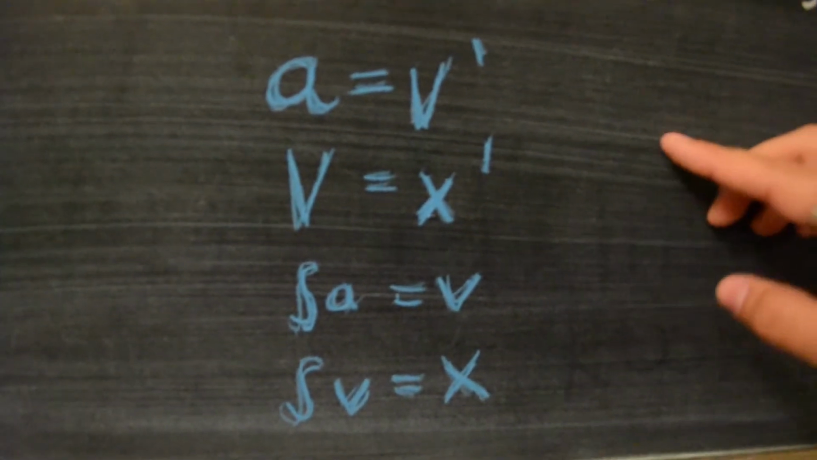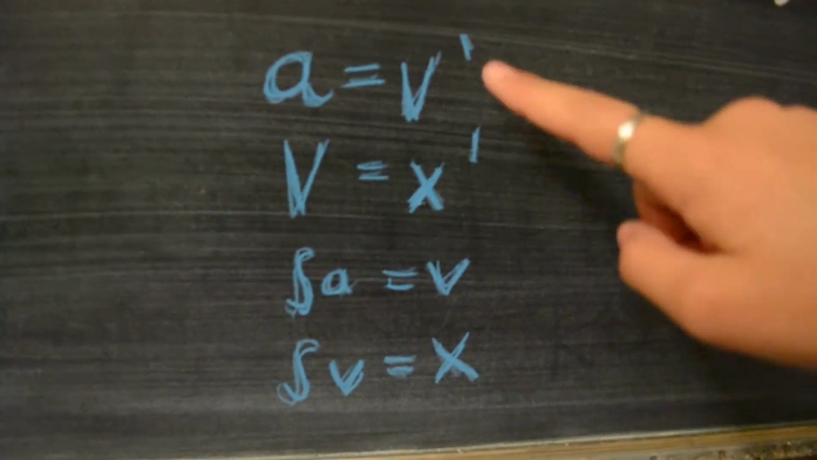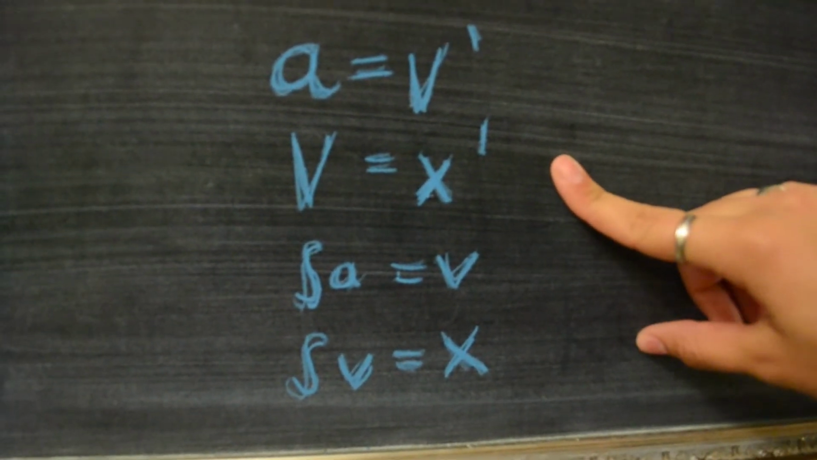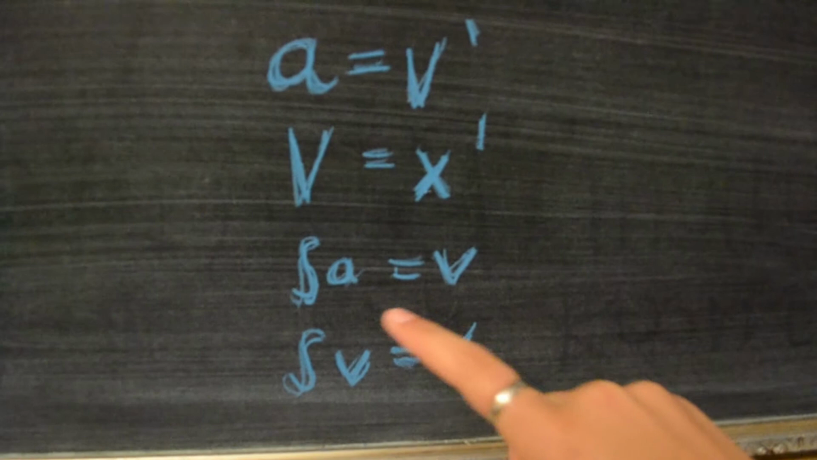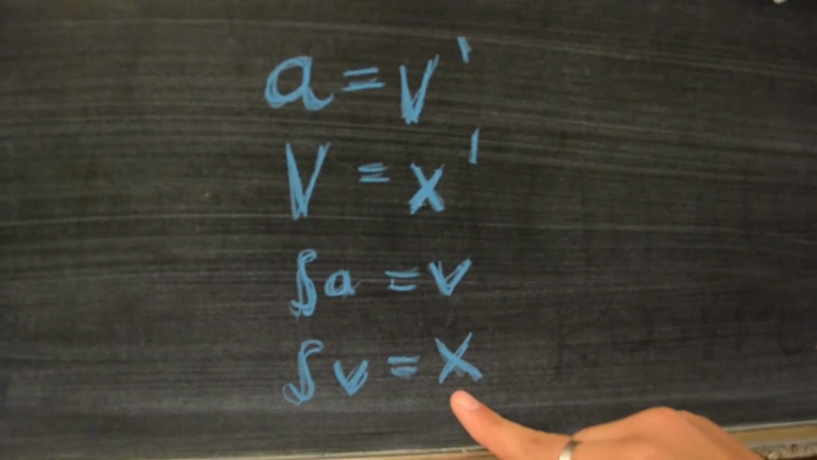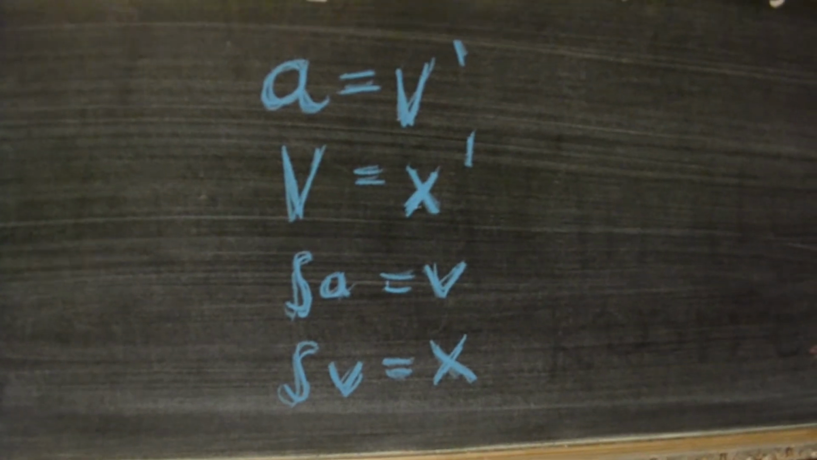Conclusively, problem number 3 demonstrated that acceleration is the derivative of velocity and that velocity is the derivative of position. Also, that means the integral of acceleration is velocity, and thus the integral of velocity is position. So good luck on the test, and thanks for watching problem number 3.